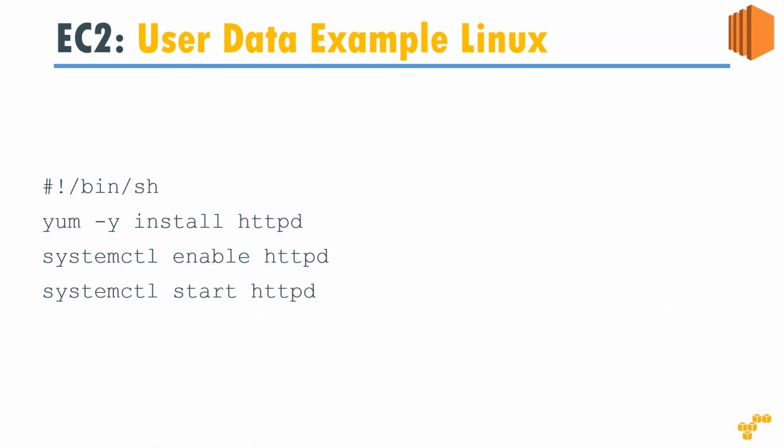So let us say this is the script that I want to install in Linux. Say for example, yum install httpd, systemctl enable httpd. The second command will ensure that my httpd starts up when my server is booting, and the last command will ensure that my service is started for the current instance. So this is the script that I want to run in Linux.